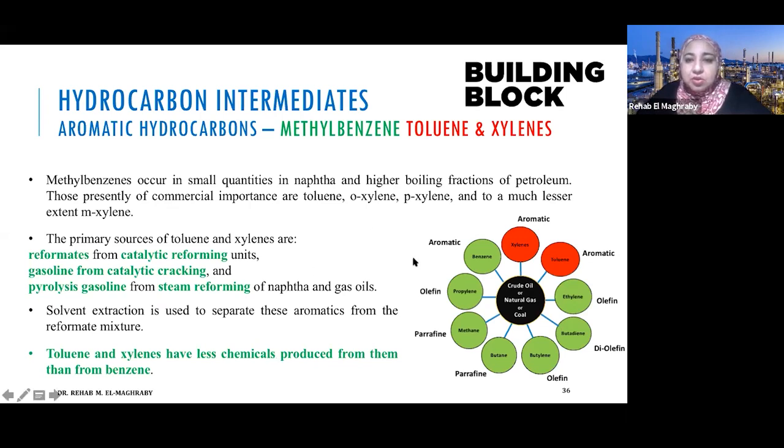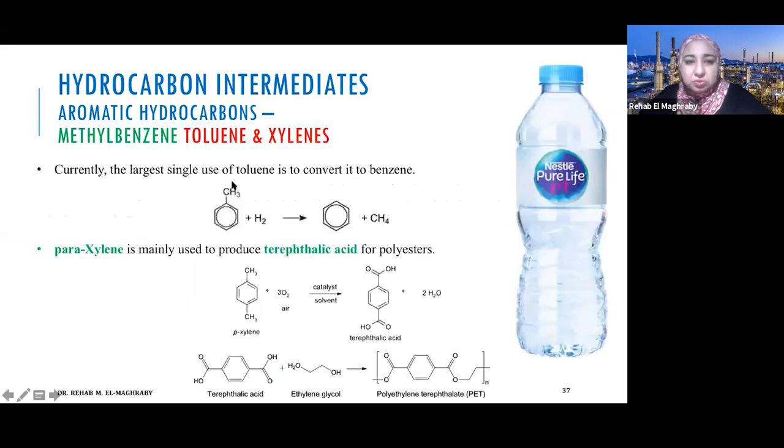Actually, toluene is not commonly used in the petrochemical industry, and the excess toluene is converted to benzene, dehydrogenated. So the toluene here is dehydrogenated to benzene, and benzene can be used to produce many other products, as I showed you. Paraxylene is the most important xylene isomer here.